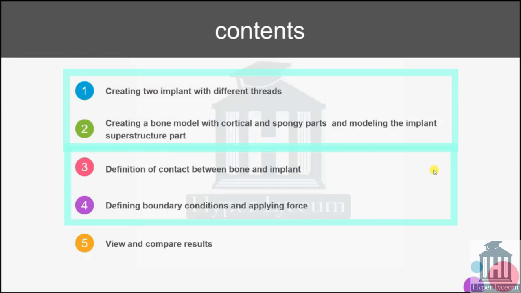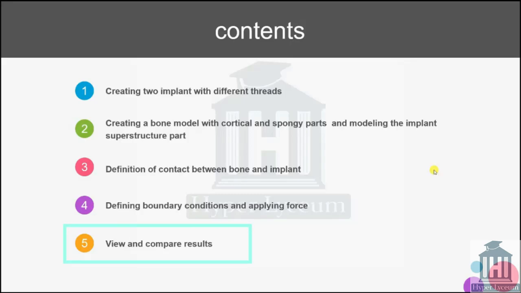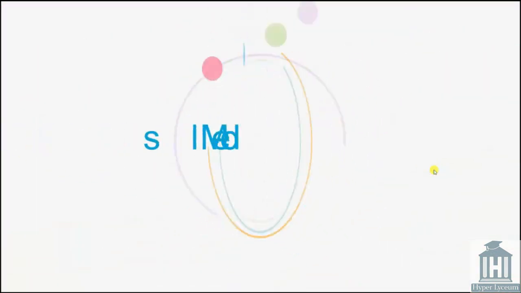Then I will define contact, boundary conditions, and applied force for each part and complete the modeling by meshing the parts. When we have covered all these steps for one implant, then I will create a second implant with a different thread using the already modeled one. Finally, after getting the model's results, I will compare them together and discuss them in relation to one another.